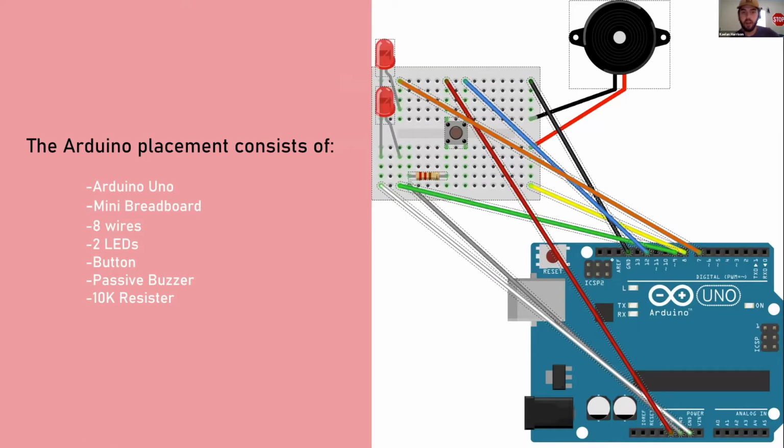So this is my wiring diagram, and it consists of an Arduino Uno and a mini breadboard. I could not find the prototype expansion module on Fritzing, so I had to skip over to the mini breadboard. It consists of 8 wires, 2 LEDs, a button, a passive buzzer, and a 10K resistor.